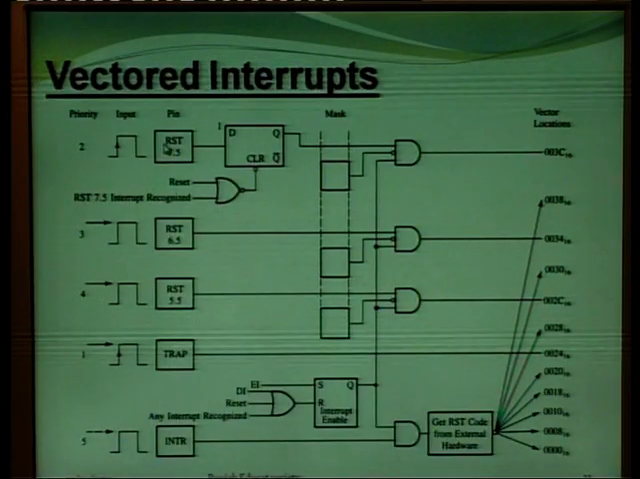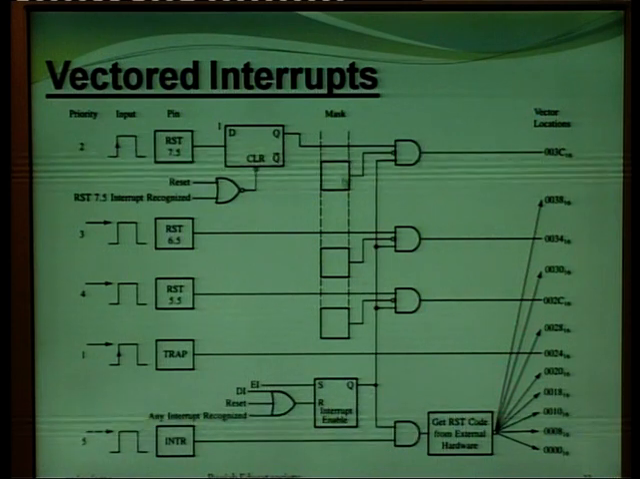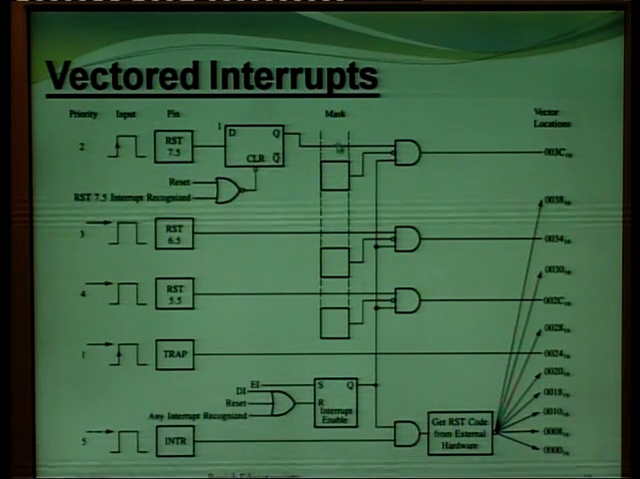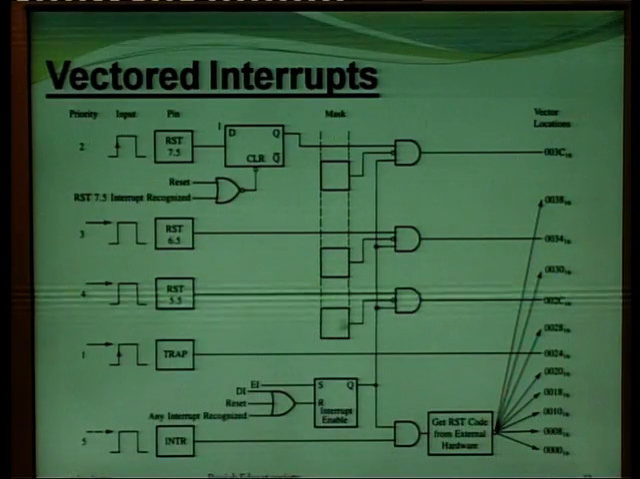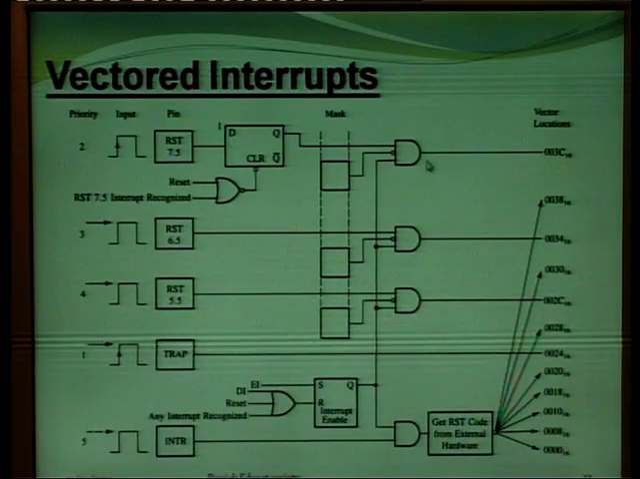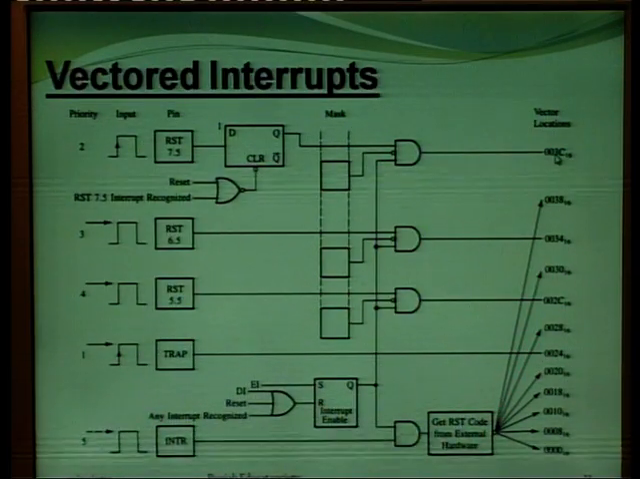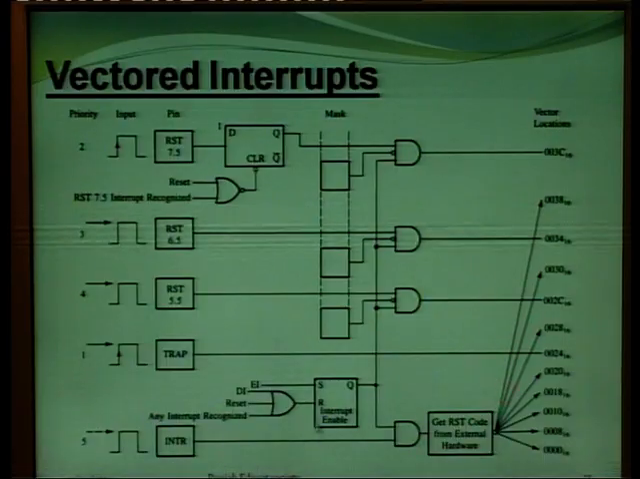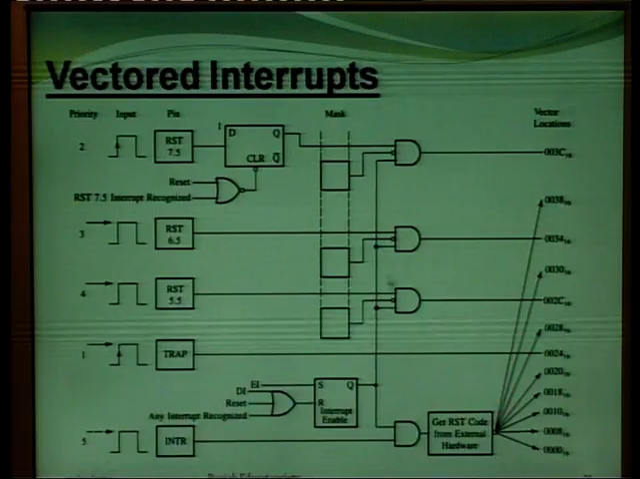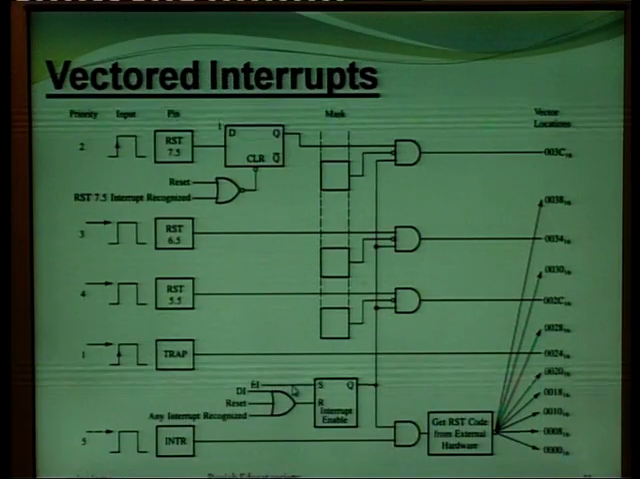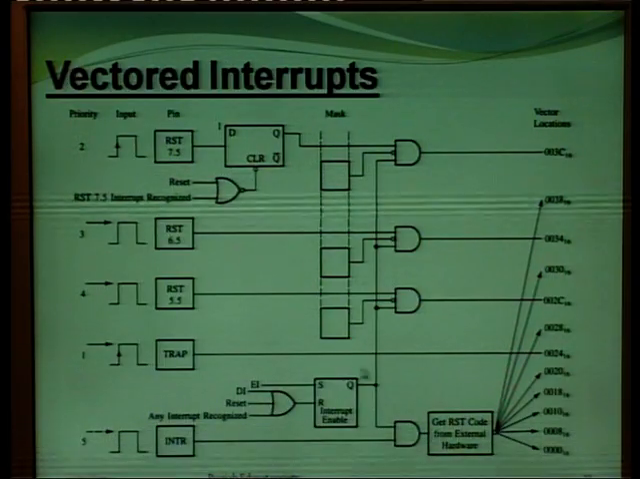Whereas, in the case of other interrupts, there are other options also. Here we see a mask, that means this bit is used to mask the interrupt. If this bit is 1, then the particular interrupt is masked, that means off, and the interrupt cannot be handled. Similarly, there is an interrupt enable flip flop that is used to enable or disable these interrupts. Instruction EI is used to enable these interrupts, whereas instruction DI is used to disable these interrupts.